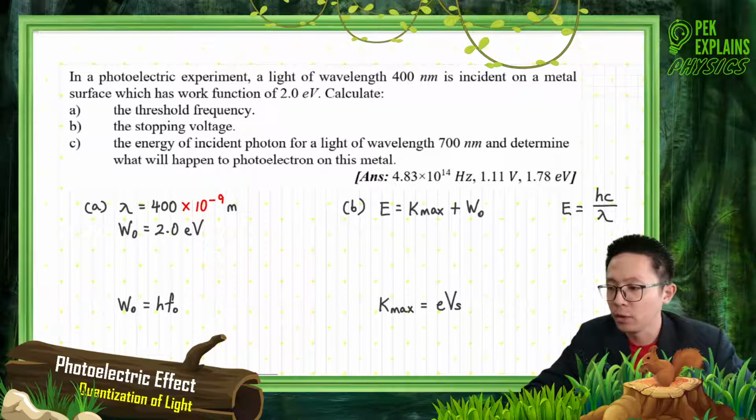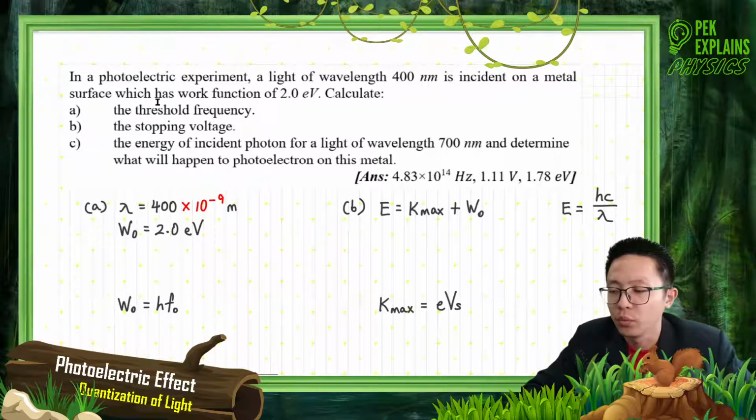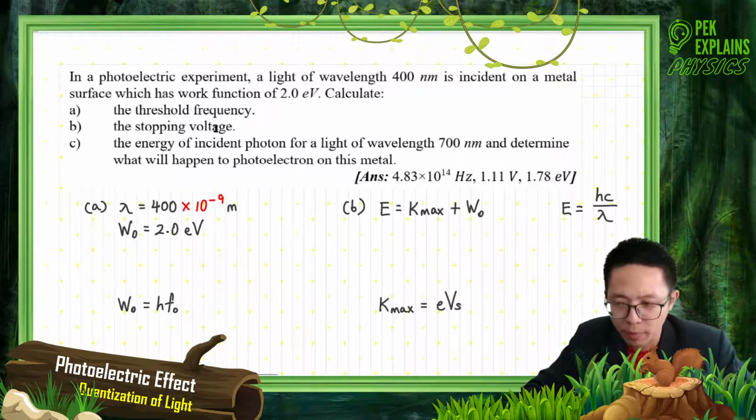Okay, now in a photoelectric effect experiment, a light of wavelength 400 nanometer is incident on a metal surface which has a work function of 2 electron volt, not in joule but in electron volt. Okay? Calculate the threshold frequency and then the stopping voltage and so on. Let's look at the first question first.